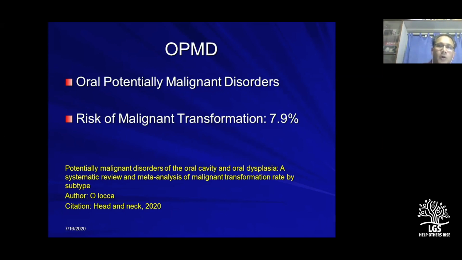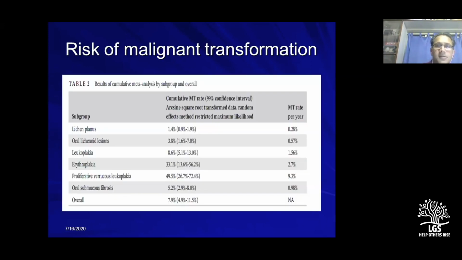Put together all the potentially malignant disorders, the rate of malignant transformation would be in the range of just around 8%. This is a table taken from the same article that shows the malignant transformation also cumulatively, as well as malignant transformation every year for various oral potentially malignant lesions, ranging from lichen planus, which is around 1.45%, to lichenoid lesions around 3%, leukoplakia around 9%, erythroplakia 33%, and PVLs, which we were talking about, a whopping 50%.